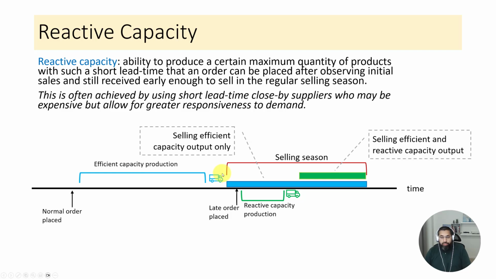Okay, now the normal order is shown in blue, and then the second reactive order, or the late order, is shown in green. So when the selling season starts, notice you only have the blue bar to sell. So the blue bar represents product you're selling, which was built using efficient capacity. Once you have a little bit of demand data from the selling season, so notice where the late order placed arrow is, you're just a little bit into the selling season, maybe a few weeks, maybe a month.